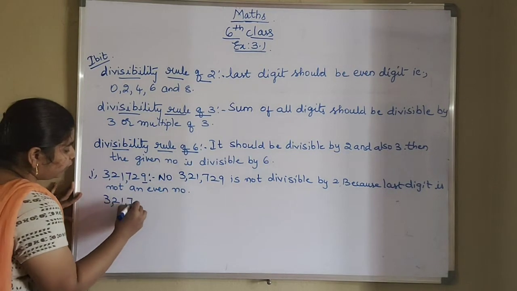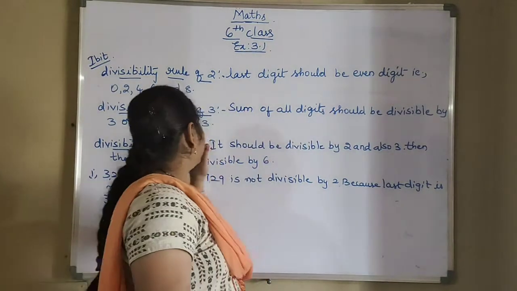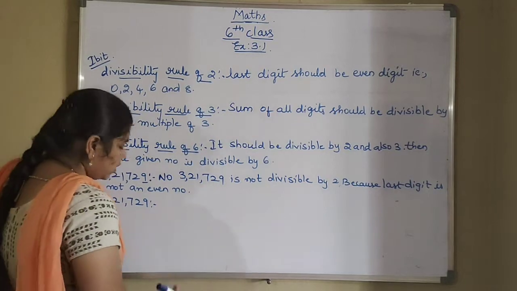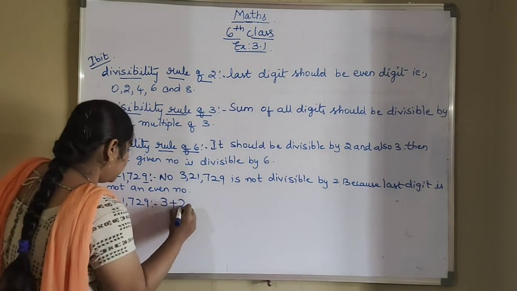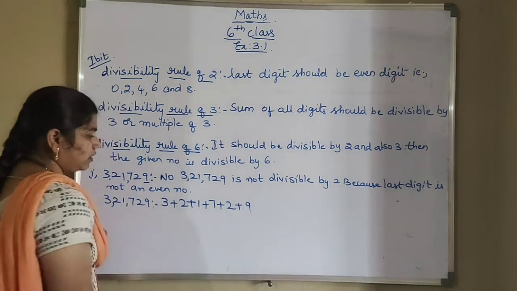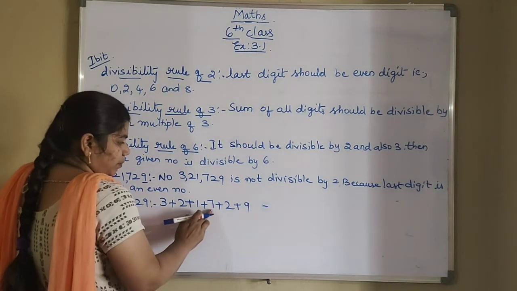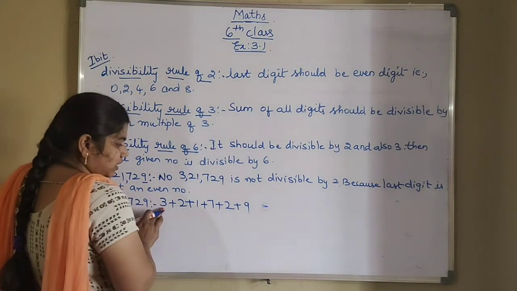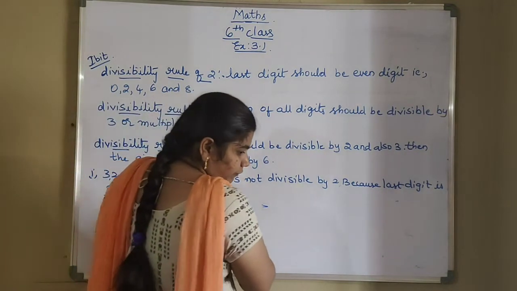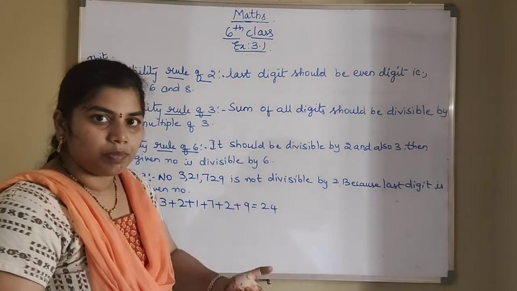Now we have to check for 3. What is the divisibility rule of 3? The sum of all digits should be divisible by 3 or it should be a multiple of 3. That means we have to add all the numbers here. So add 3 plus 2 plus 1 plus 7 plus 2 plus 9. 9 plus 1 is 10. 10 plus 7 is 17. 17 plus 3 is 20. 20 plus 2 is 22. 22 plus 2 is 24. So you got it as 24. So 24 is a multiple of 3.